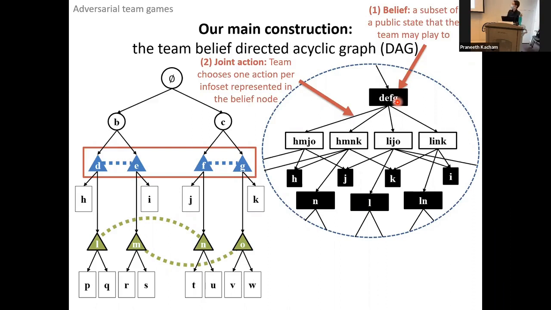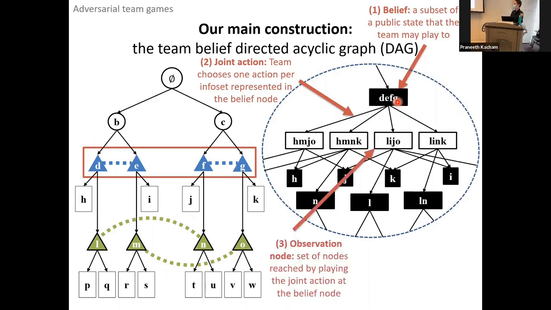If you take a joint action from a belief node, you reach an observation node. An observation node is simply the set of nodes reached by playing a joint action at a belief. So, for example, if I'm in the belief node D, E, F, G, and I take that joint action, I reach those 4 nodes, which means L, I, and K is an observation node right there.